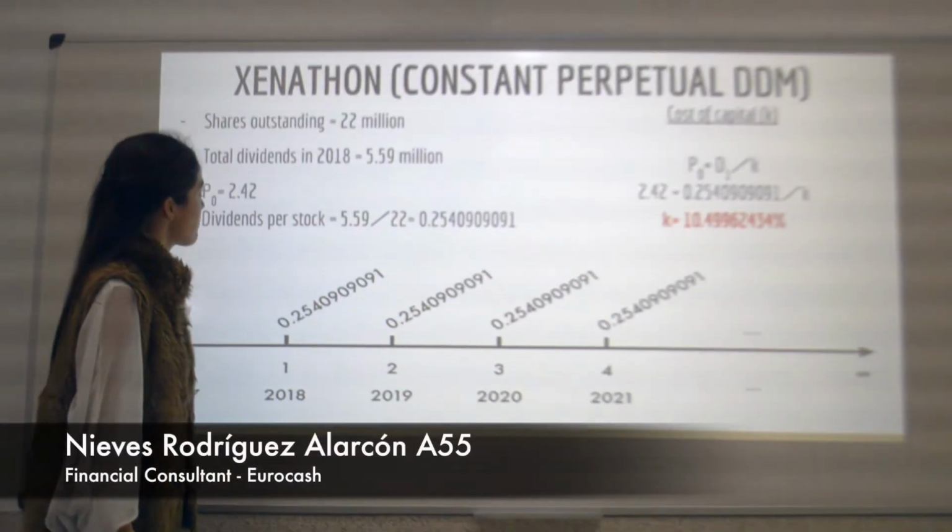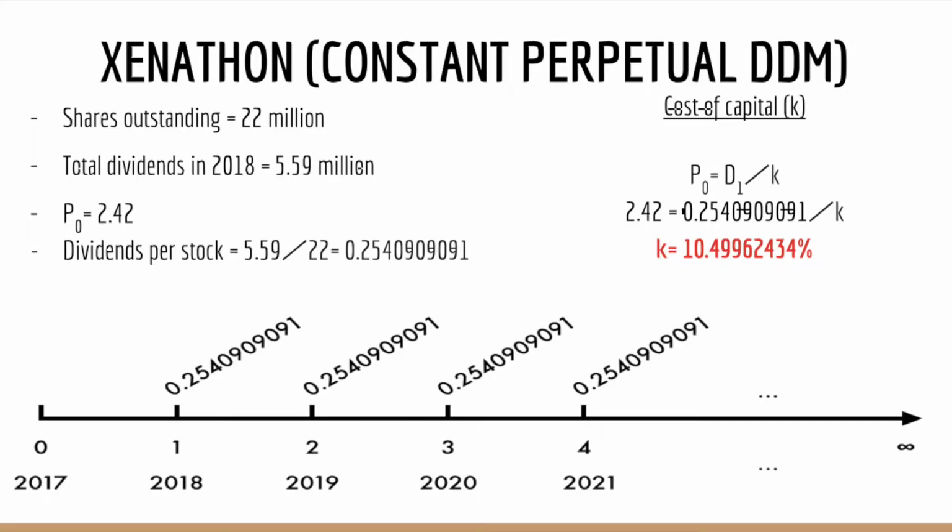So to get the Papagiannis cost of capital, we need to calculate the sum of them. To obtain the dividends per stock, you need to divide the total dividends in 2018 by the shares outstanding, and to get the cost of capital, you have to isolate the k, which is 10.40.